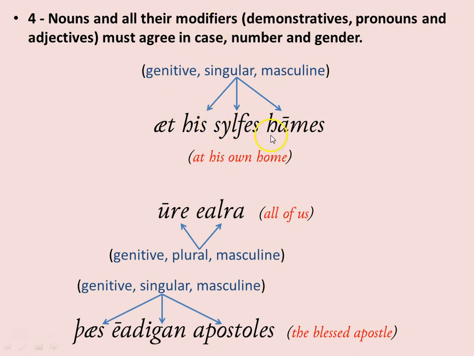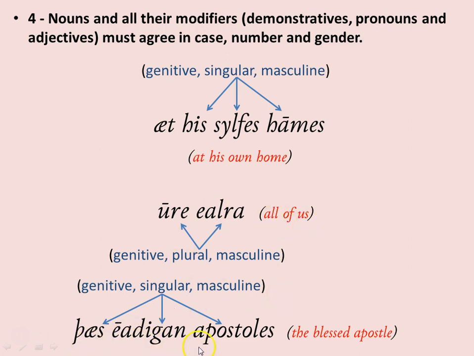They are conveying meaning. Now in this case, even to a modern English eye, you can see at his sulves harness, at his own home. You can probably guess that. All of us, all of us, is in the genitive, plural and masculine. Both words are in the genitive, plural and masculine. They are conveying meaning by doing so. And us, our, all of us, or us all, so all of us.